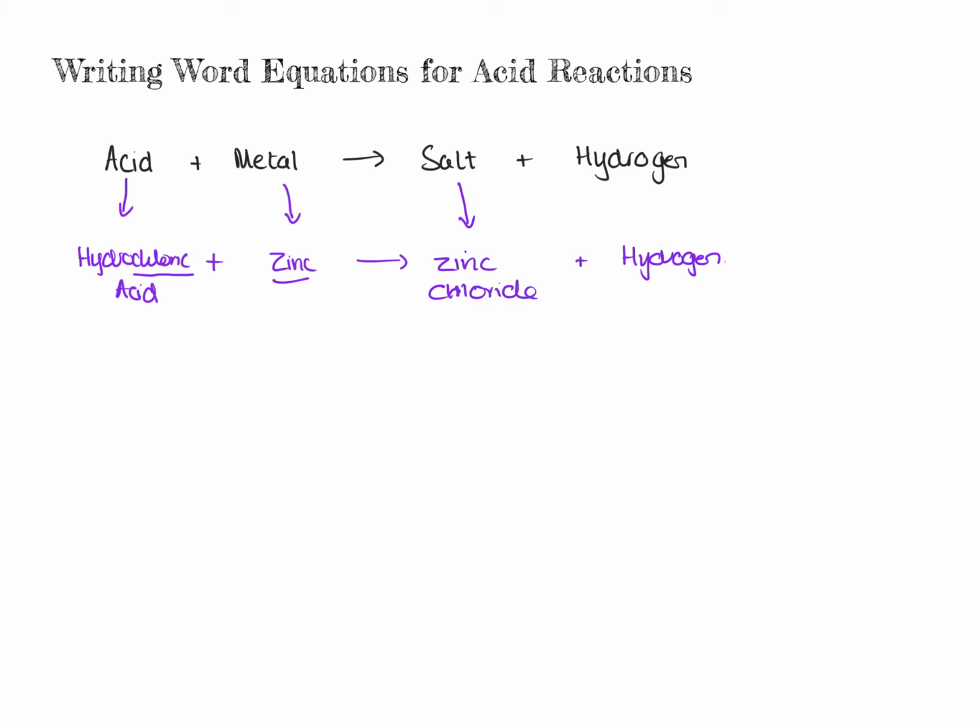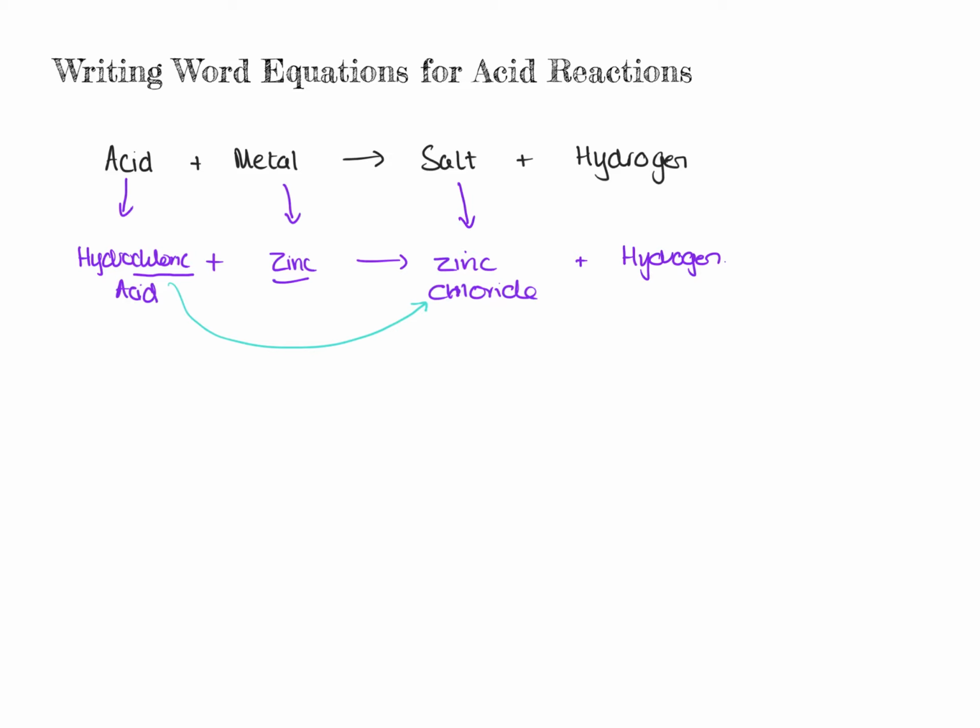So hydrochloric acid always makes a chloride salt. And there's your word equation. So the only difficult part is naming the actual salt, and it's not that difficult when you've had a bit of practice at it. So you can pick any other acid and any other metal and give this one a go again.